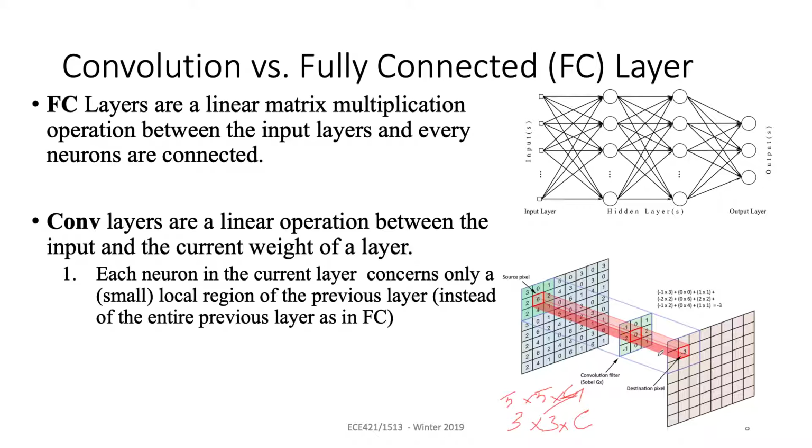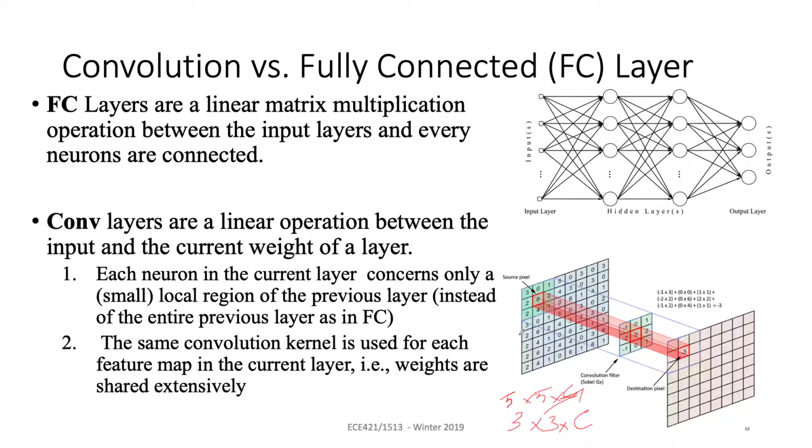So you see that each neuron in the current layer concerns only a small local region here, right? Instead of all the neurons in the previous layer. Thus, we're gonna have shared weights extensively through our weights here, because you are trying to convolve this throughout all the layers. So in the feature maps, weights are shared extensively. And people have found that this way of gaining information from an input image is more efficient, and the accuracy is also higher.